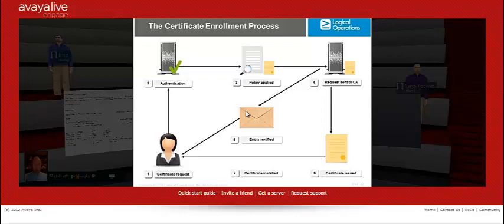Step 2, that authentication process, essentially that's the RA, that's the registration authority. So there's going to be some policy-based process that determines if you, the entity requesting the certificate, meets the requirements. That's step 3. The policies applied to verify that you do indeed meet the requirements to have that certificate issued. And only then will the certificate request actually be sent to the CA.